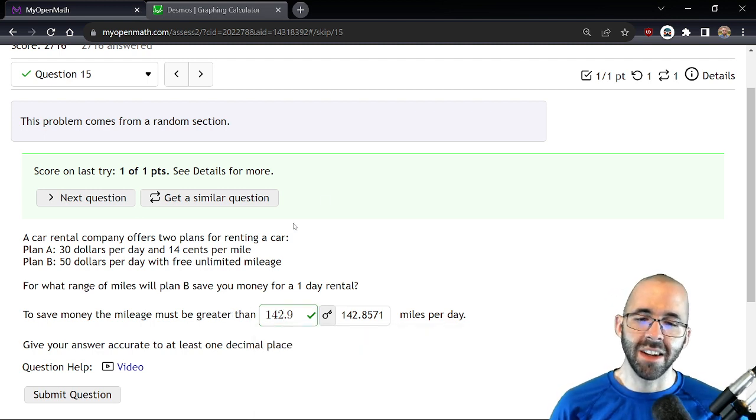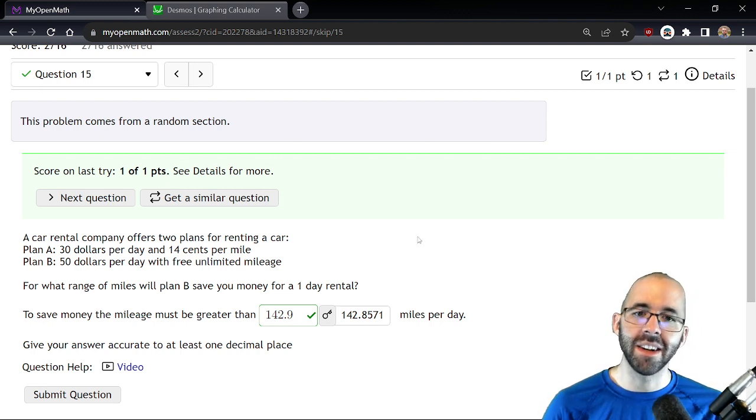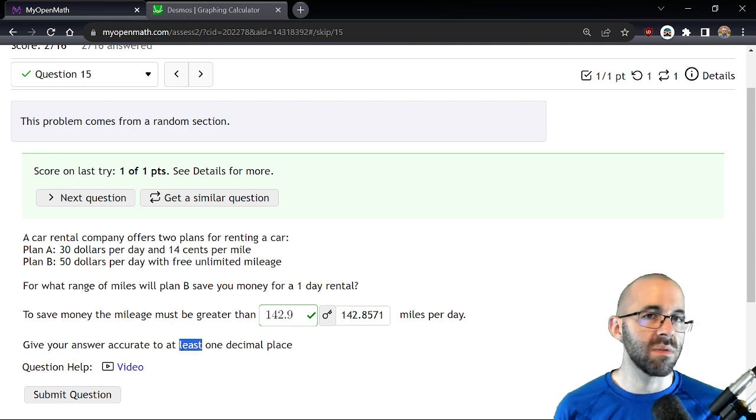There's some hair splitting things that you could do here, but I'm not going to go into the hair splitting. And I'm glad that my open math doesn't go into the hair splitting. Let me know if you have questions about any kind of input issue.